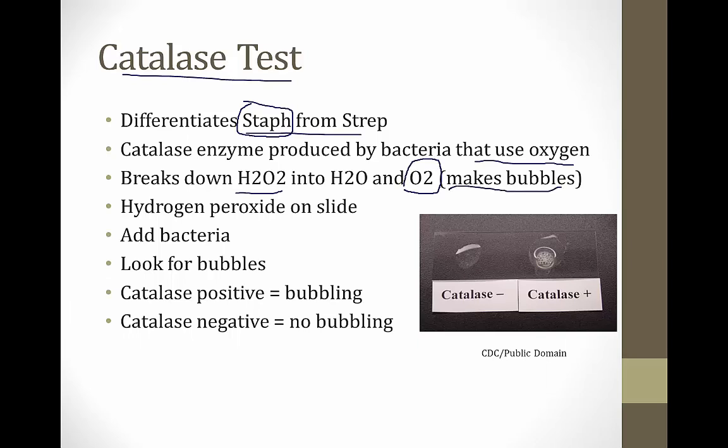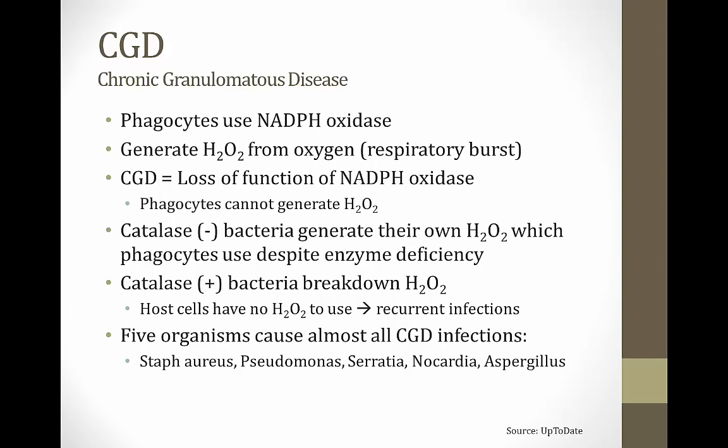So what you do is you put some hydrogen peroxide on a slide and you add some bacteria and you look for bubbles. And there's an example of that over here. On the left side, we've got a catalase negative bacteria, so there are no bubbles. On the right side is a catalase positive bacteria, so we do see bubbles. There is a very rare condition tied into the catalase enzyme called chronic granulomatous disease. And this often comes up on the board, so I mention it now to help you keep it fresh in your mind.